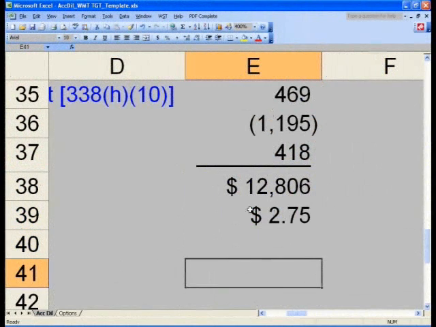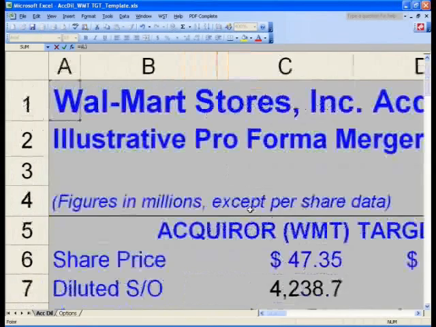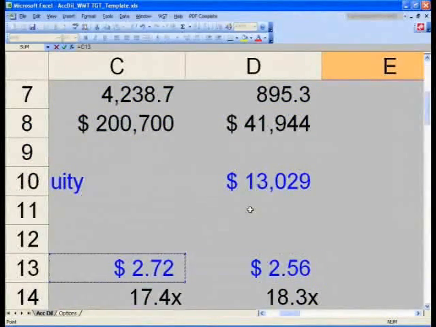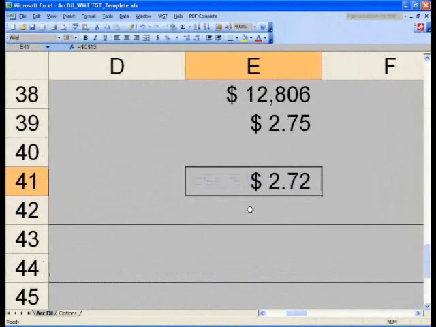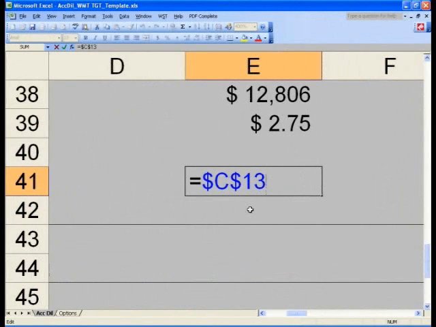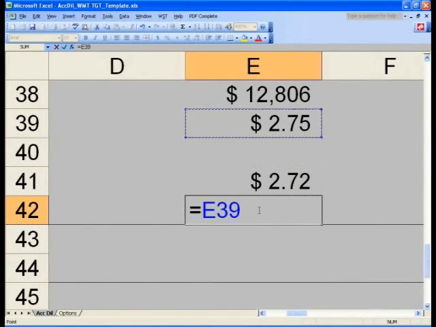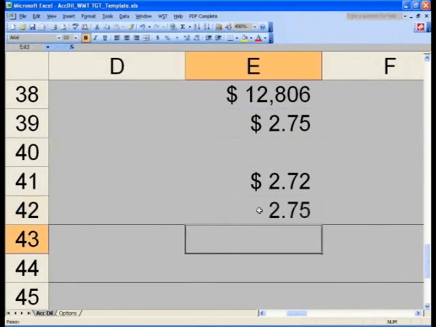In cell E41, what was my starting earnings per share of my acquirer? Well, that was going to be cell D13, C13, F for that for me, $2.72. You can tell we're 3 cents accretive. So once we got E41, the starting EPS, let's go ahead and get our transaction EPS, our pro forma EPS, $2.75. Just bring in the same number so that we have it next to each other.